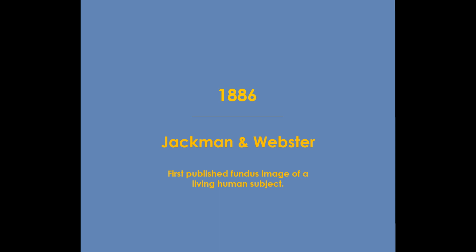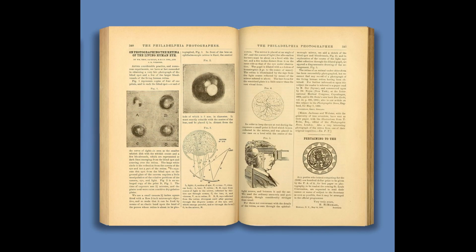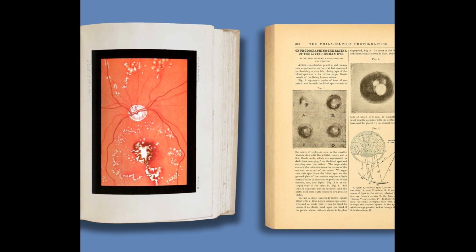33 years after the first painting of a retina was published, the first photograph of a living human retina featured in the Philadelphia Photographer. Jackman and Webster's 2.5-minute exposure resulted in an image with a prominent corneal reflex with a faintly visible optic disc. If we compare a painting from the same year, it illustrates their differences in quality and clinical usefulness, and how far photography needed to evolve to match the skills of the artist.